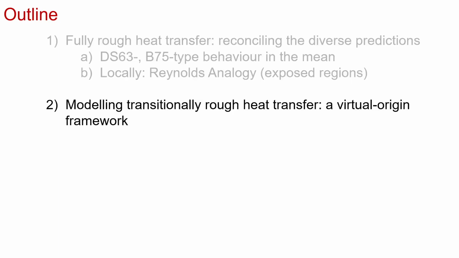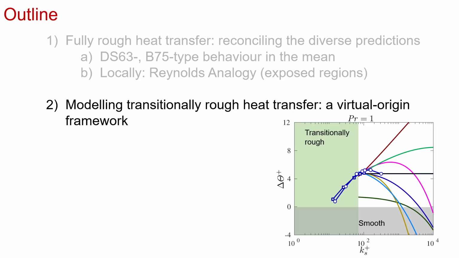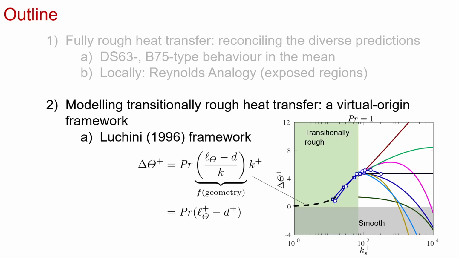And so for the second part of my talk, I'm going to demonstrate how we can use virtual origins to model transitionally rough heat transfer. So if we go back to our delta theta plus plot we had earlier, what I'll be considering now is this lower Ks plus region. And in particular, I'm going to look to apply a Luchini 1996 framework to model this regime, where delta theta plus is going to be determined based on these two virtual origins, L theta and D, which I'll explain shortly.